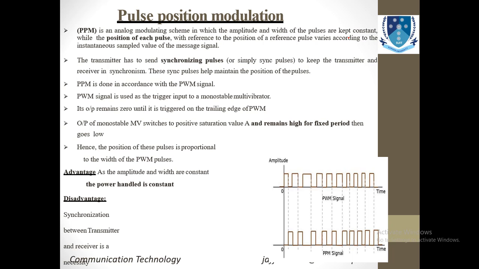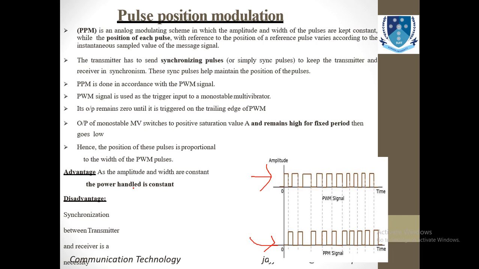The output of the monostable, that is known as MV, switches to a positive saturation value A, and remains high for a fixed period of time. Then it goes low. Hence the position of these pulses is proportional to the width of the PWM signal. So you can clearly have an idea about the relationship between the PWM signal and this PPM signal.